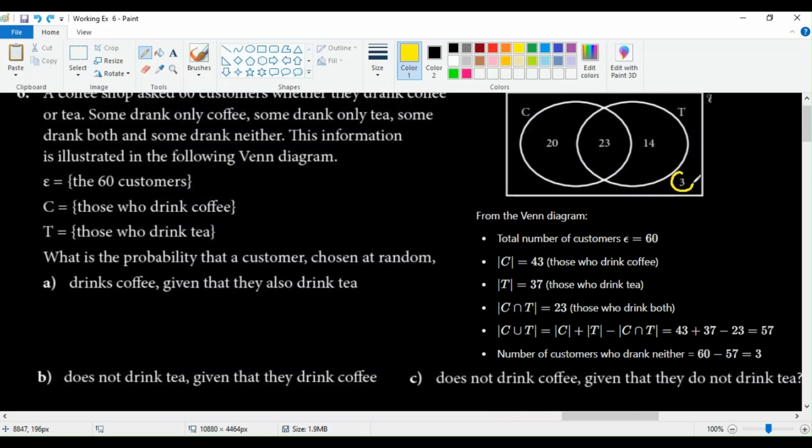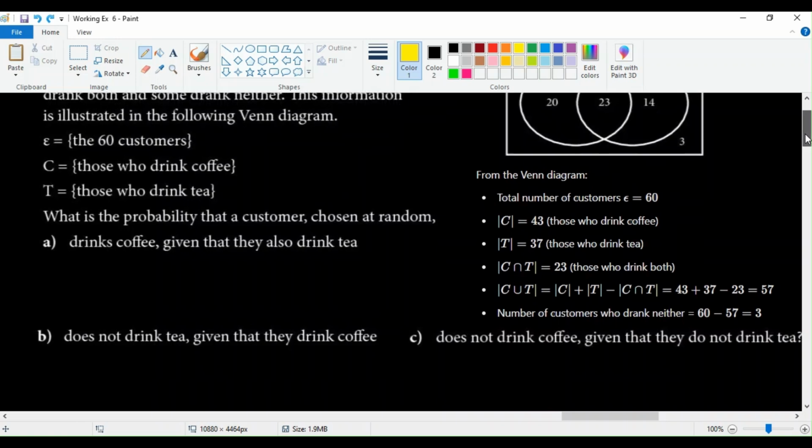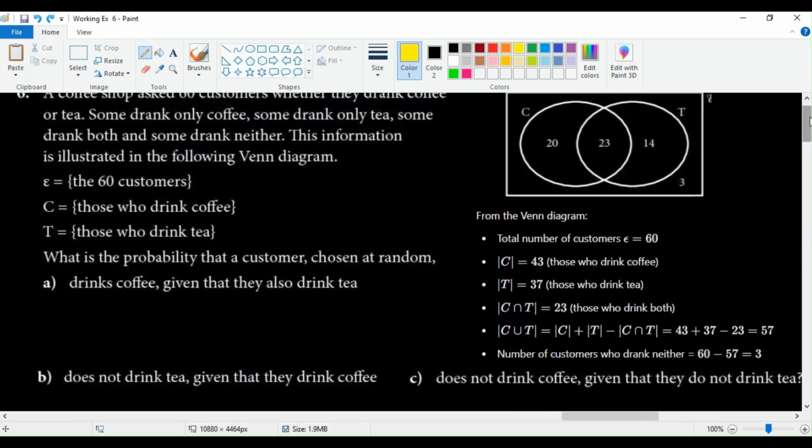And this 3 is the number of customers who drink neither coffee nor tea. Now, altogether, adding all these gives 57, and 60 minus 3 is 57. Now, the question is: drink coffee, given that they also drink tea. So the answer for the first part is 23 over 37. Why? Because 37 is the addition of these two numbers. So your final answer for this part is 23 over 37.